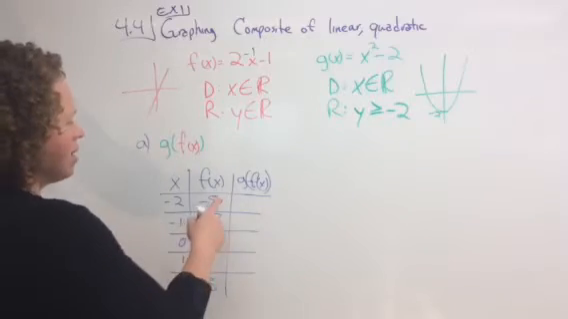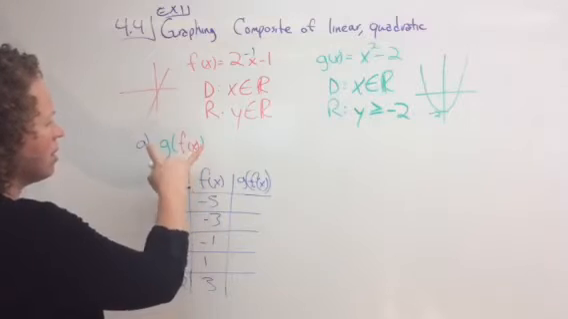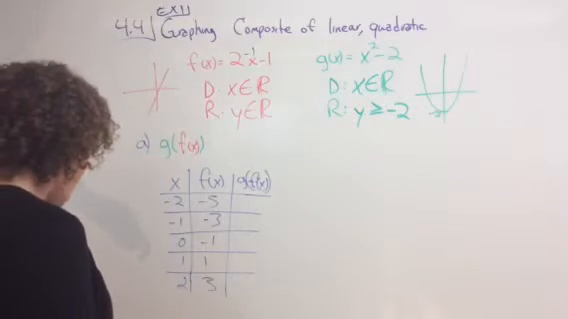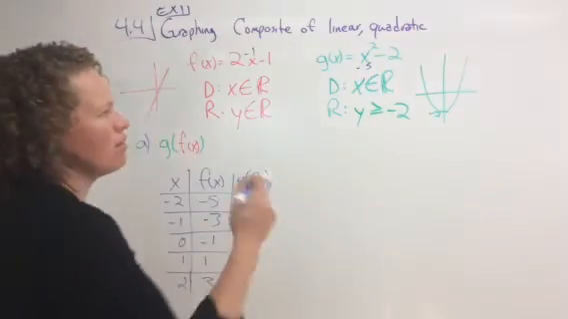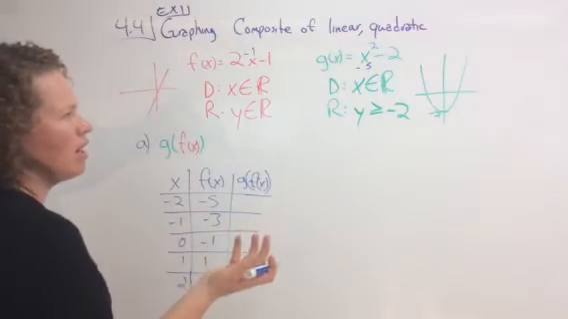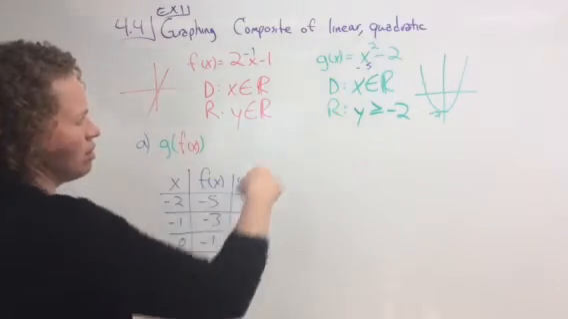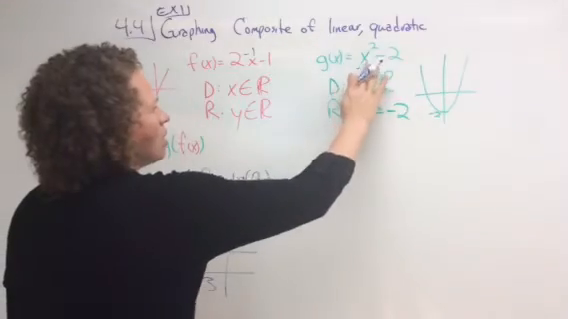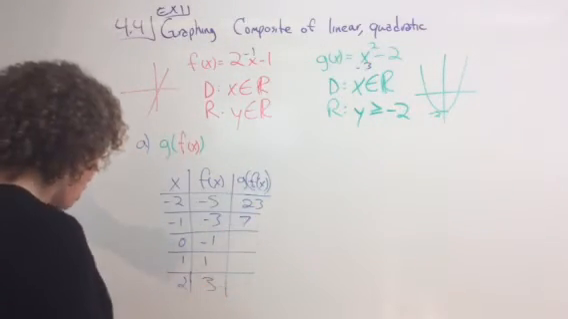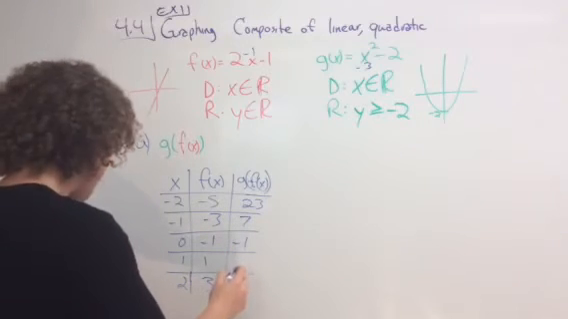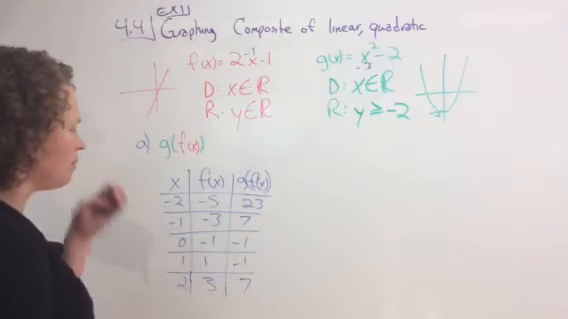Now, I take that number and plug it into the second equation because f of x is inside and then g of x is outside. And if I plug negative 5 into there, negative 5 squared is 25, minus 2 gives me 23. So I'm just plugging it into the original equation. If I do negative 3 for the next one, that's 9 minus 2 is 7, and I continue on so that I build my table up, and you can see here's a pattern, right?